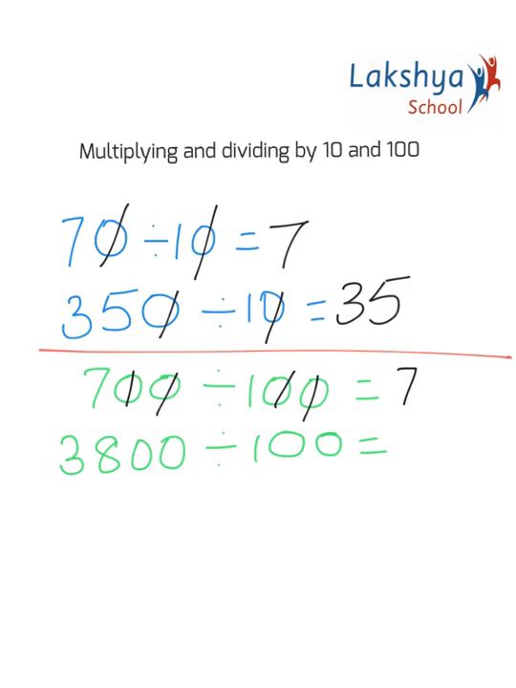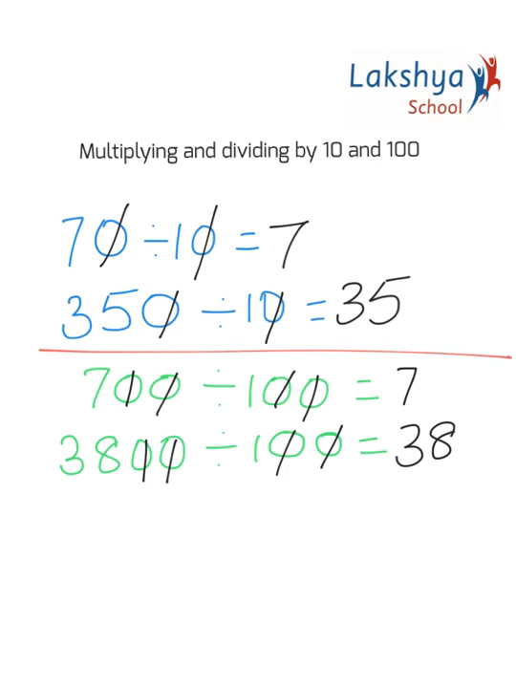In the same way, the number 3800 divided by 100, we say the answer is just 38 because the zeros of 3800 and 100 get cancelled. Over here also we see that the number 38 moves 2 steps to the right.